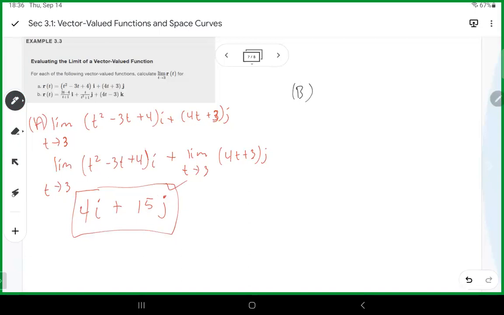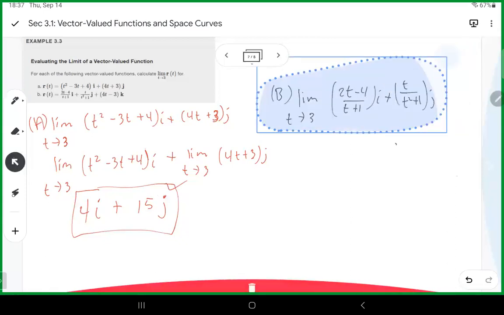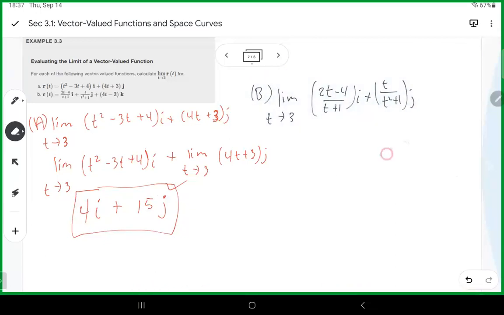Right, and then the second one, we're going to do the same thing, the limit as t approaches 3 of 2t minus 4 over t plus 1 i plus t over t squared plus 1 j, I need more room, plus 4t minus 3. Okay. All right.